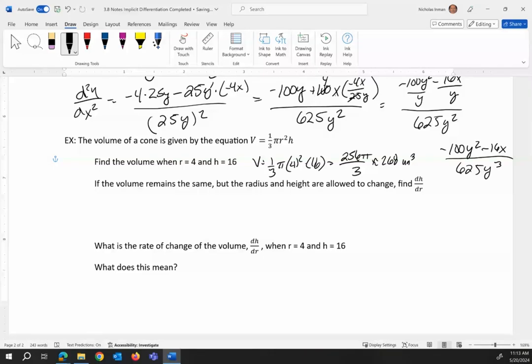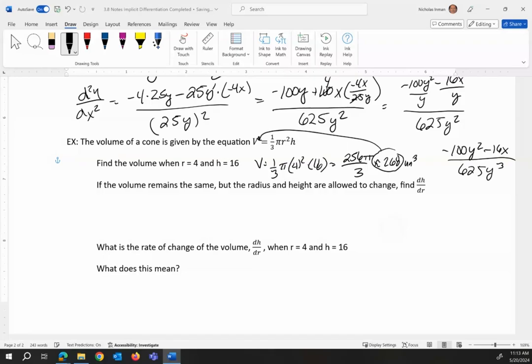That's great. So if the volume has to stay the same, but the radius and the height are allowed to change, find out how those two things change in relation to each other. Find the dH/dr. Okay, so the volume has to stay the same.